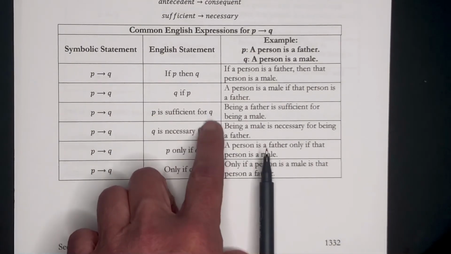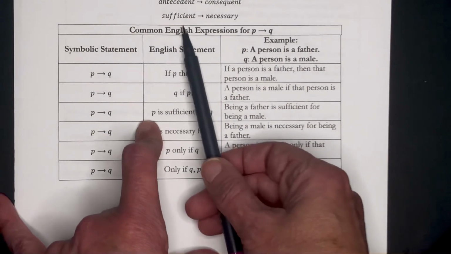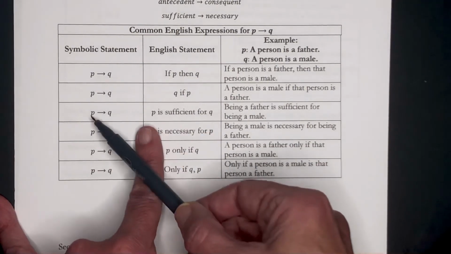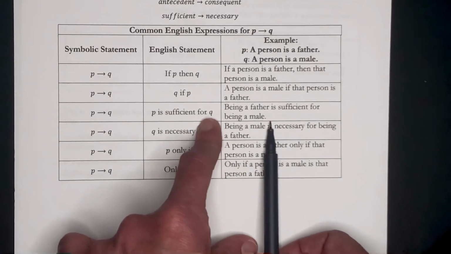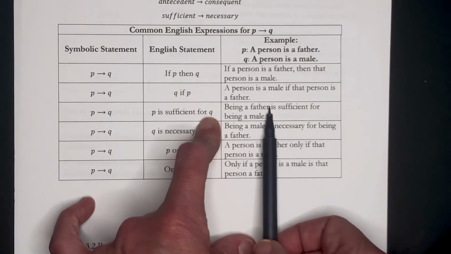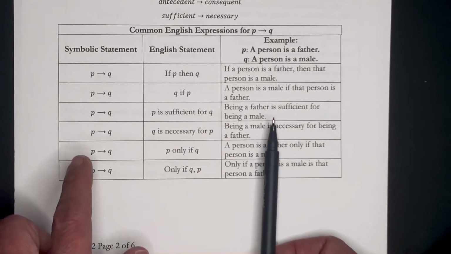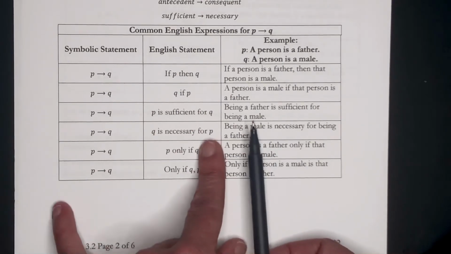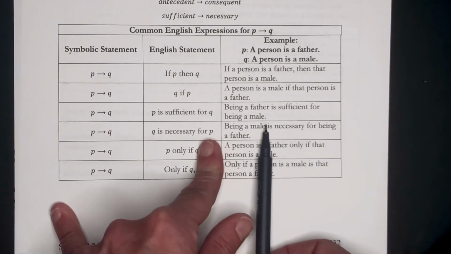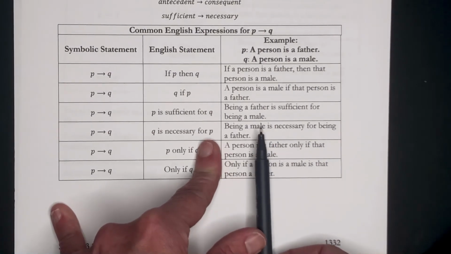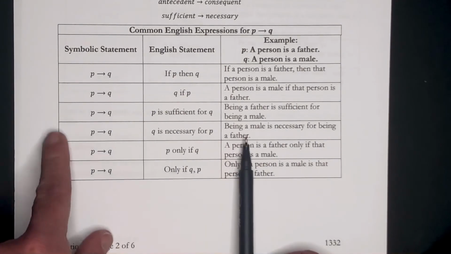P is sufficient for Q. P is sufficient, so right up here, the sufficient part comes first. So sufficient goes to Q. Being a father is sufficient for being male. So if we know you're a father, then that's enough to tell us that you're a male in this world. Okay? Q is necessary for P. Being a male is necessary for being a father. Now you could be a male but not be a father, but if you're not a male, you're not a father. So this part is necessary for this. Same statement here.